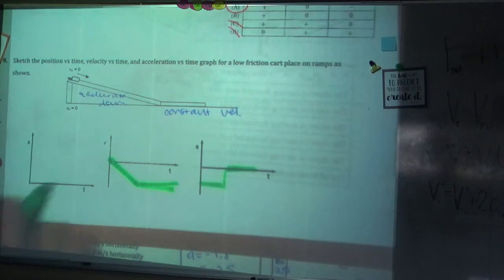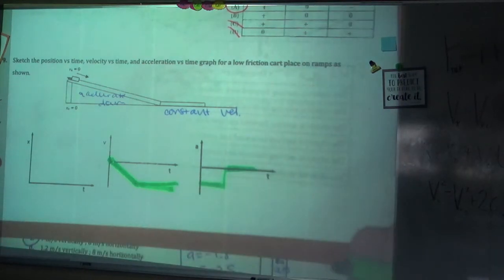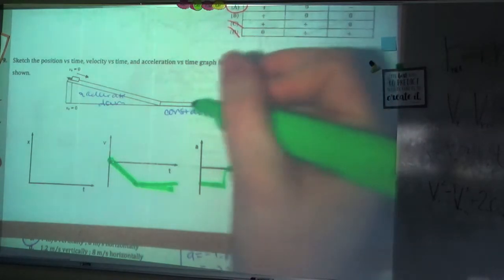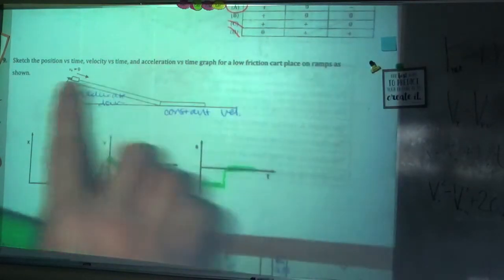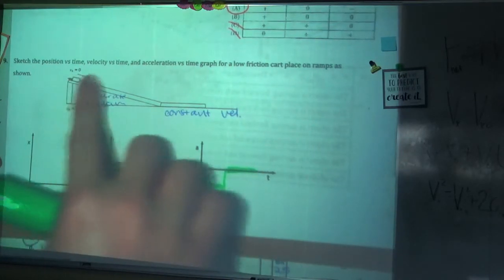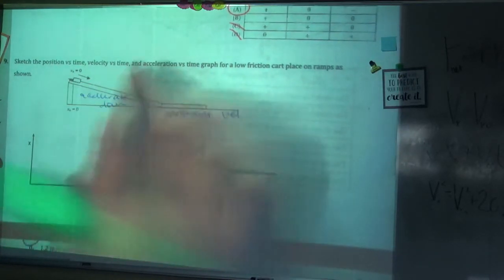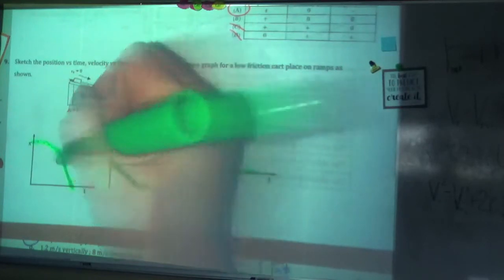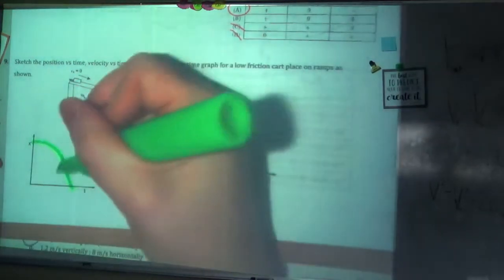The position graph is a little bit harder, so I know that at the end, it's moving at a constant velocity. And so I want to show that the position starts slow, so like flat, and then it gets steeper because it's speeding up, so it would look something like this, and then it's going at a constant velocity, so that part would be straight. It's changing speed, it has an acceleration here, and then it's just straight.